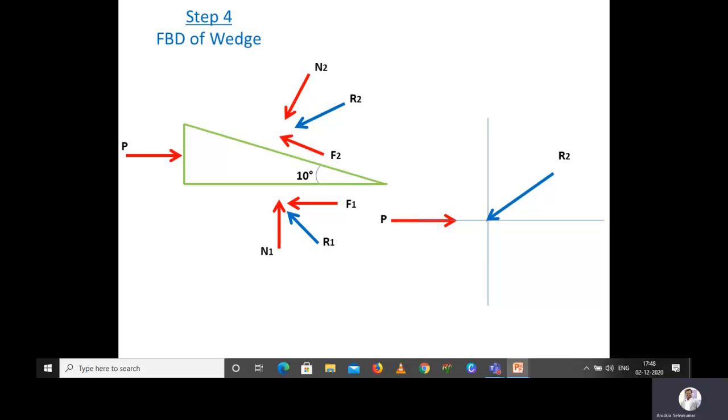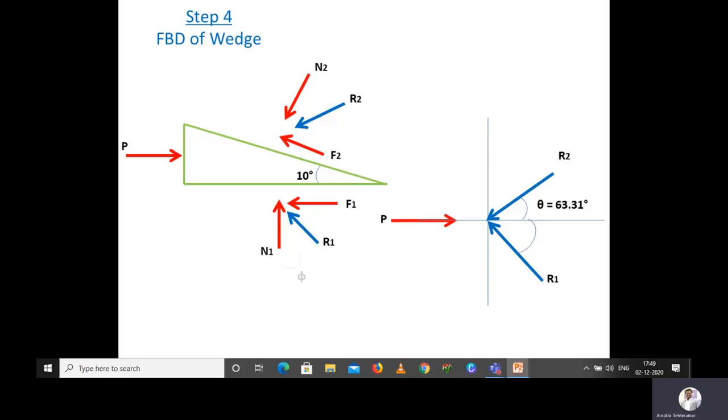R2. For this R2, we have already calculated the angle with respect to horizontal, that is 63.31 degree. Here I did not mention it as phi because it is not the angle of friction, so I have given a separate term theta. Next, we have R1. Now we have to calculate this particular angle.